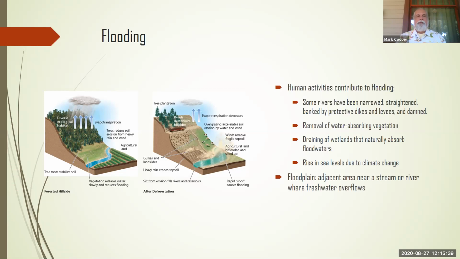One is flooding. One of the problems we have is that human activity obviously contributes to it. We have narrowed, channeled, and dammed lots of our rivers, and when we do that, we often remove vegetation, which actually traps water. So that water is now running quicker. We've also drained many of our wetlands. Only about 10% of our wetlands, actually that number might be closer to 5% now, still exist here in California. We filled them in and built houses on them.